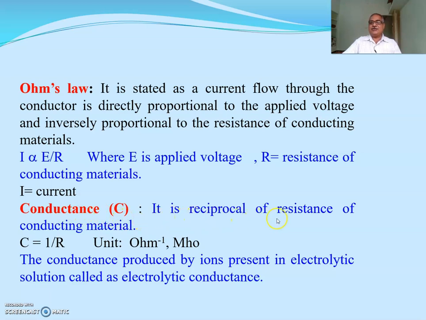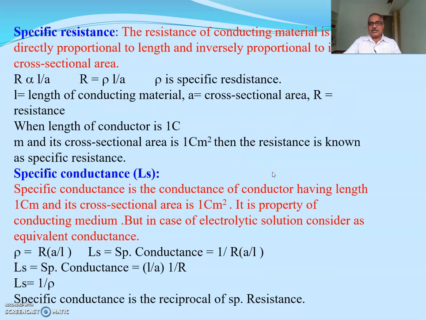Conductance is the reciprocal of the resistance of a conducting material. It is C equal to 1 upon R. You know the unit of resistance is ohm, so the unit of conductance, being its reciprocal, is ohm inverse or mhos. The sign of the ohm is like this and mho is the opposite of that. The conductance produced by the ions in an electrolytic solution is called the electrolytic conductance.